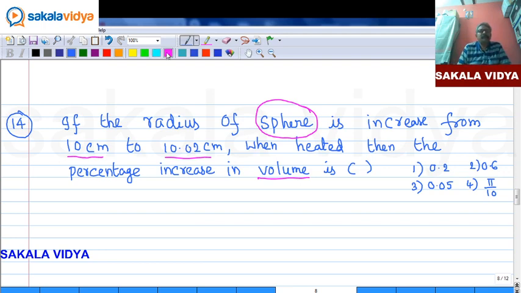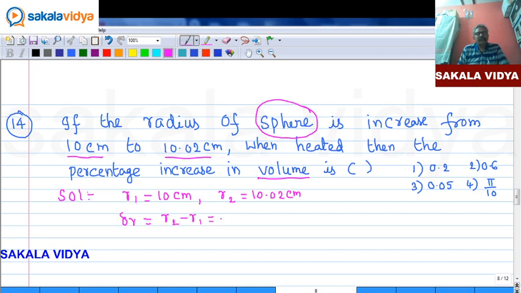Okay. Now the solution. Initial radius R1 is equal to 10 centimeters. Final radius R2 is equal to 10.02 centimeters. Change in radius, final minus initial, is 0.02 centimeters. Now the percentage error in volume, delta V by V into 100, is equal to question mark.